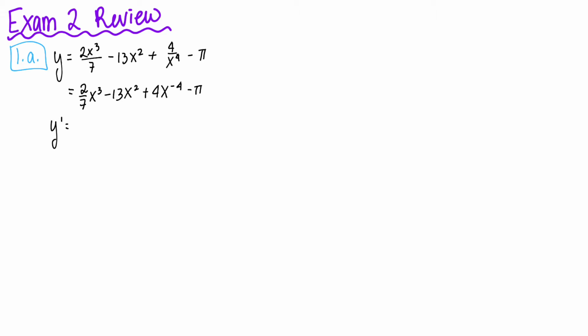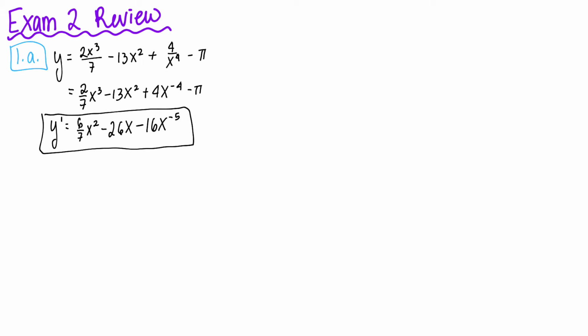Taking the derivative, using power rule, 2 times 3, that'll give you 6/7 x squared. 2 times 13 is 26x. 4 times negative 4 is negative 16. And then you're subtracting 1 from that exponent using power rule, so this would be negative 5. And then pi is just a number. So just as if this were like a 7 or an 8, the derivative of it will be 0. So I won't put it on there. And that will be your derivative.